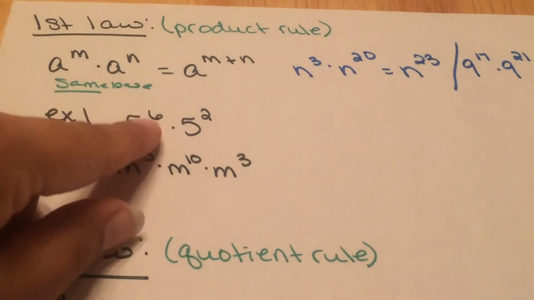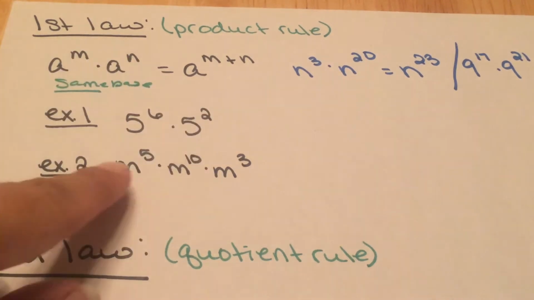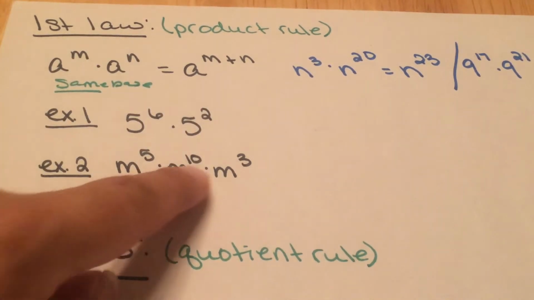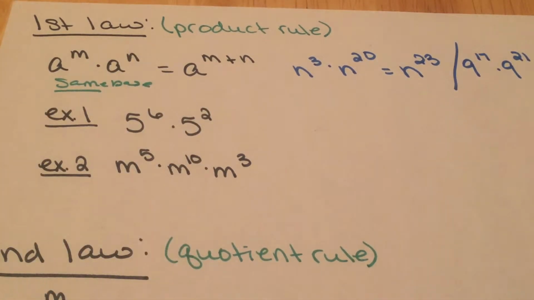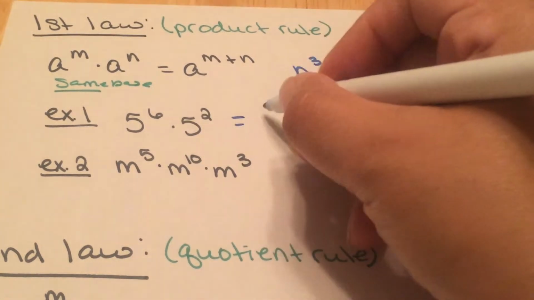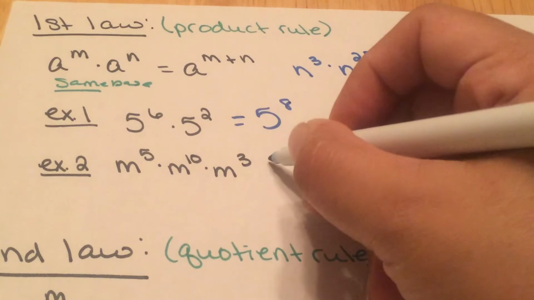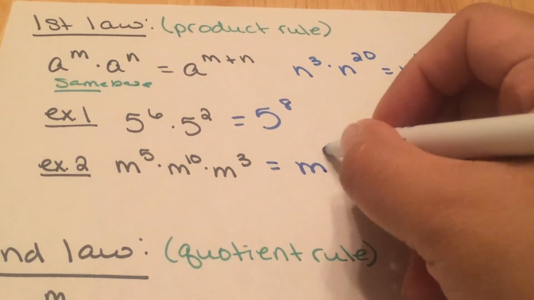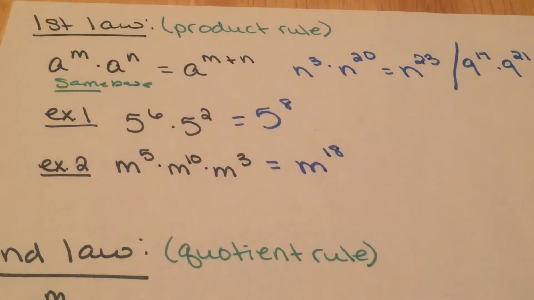So 5 to the 6th times 5 to the 2nd, and m to the 5th times m to the 10th times n to the 3rd. Why don't you guys take a moment, try those two out, pause the video, and come back. So hopefully with these, we got 5 to the 8th power and m to the 18th power. Again, all we need to do is add those exponents.